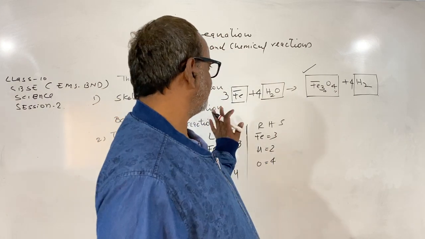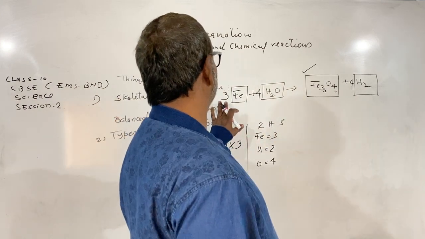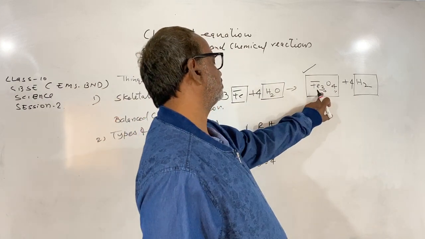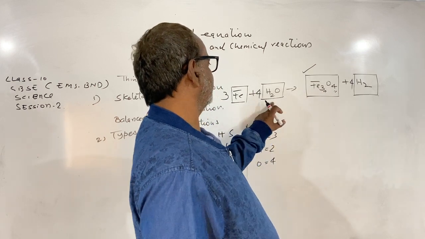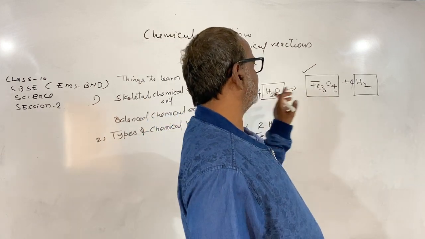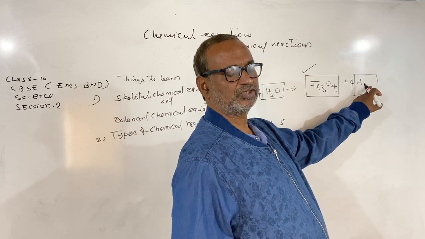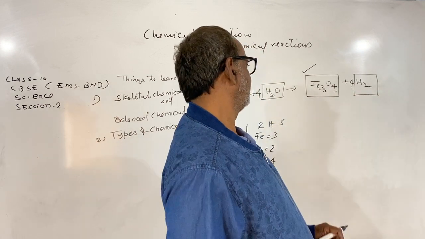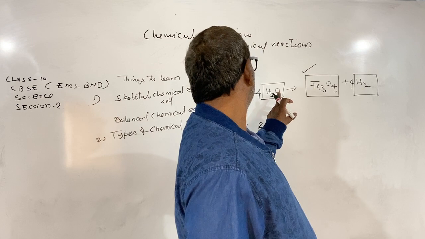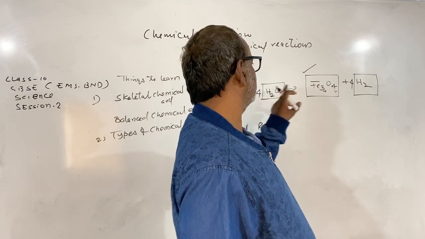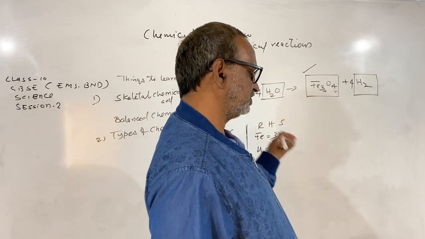Now see whether the chemical equation is balanced. It contains 3 atoms of iron on the left hand side, 3 atoms on the right hand side. 8 atoms of hydrogen on the left hand side, 8 atoms of hydrogen on the right hand side. We have 4 atoms of oxygen, we have 4 atoms. Now this equation is balanced.